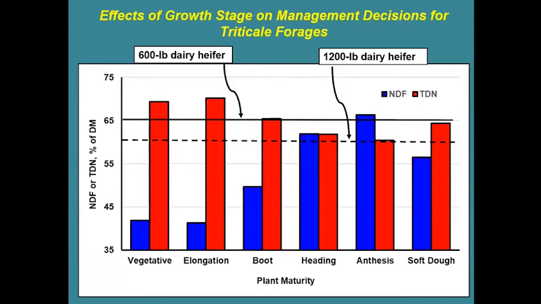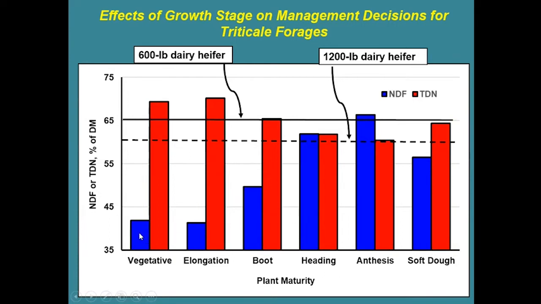Now, in terms of management, you might wonder, okay, how does all this affect how I should target my harvest with the livestock class that I'm trying to feed? In this simple graphic here, I have the concentration of NDF represented by the blue bars at these various harvest stages, and energy, in this case calculated as TDN, as a function of the same growth stages.